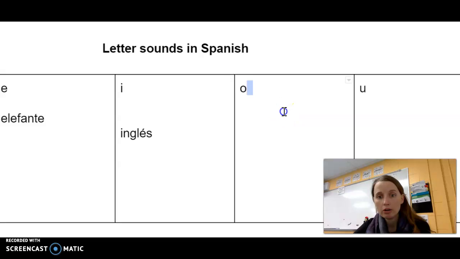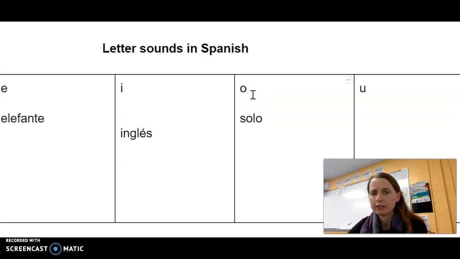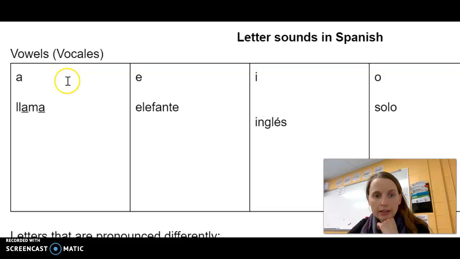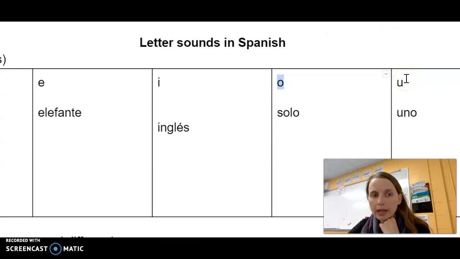Then we have oh. O as in solo. Solo means only or alone. So the O pretty much sounds the same as in English. It's just short. O. Okay. And then we have U. So it doesn't make a U sound exactly. It makes oo. U as in uno. Uno. Okay. So our vowels again are A, E, I, O, U.